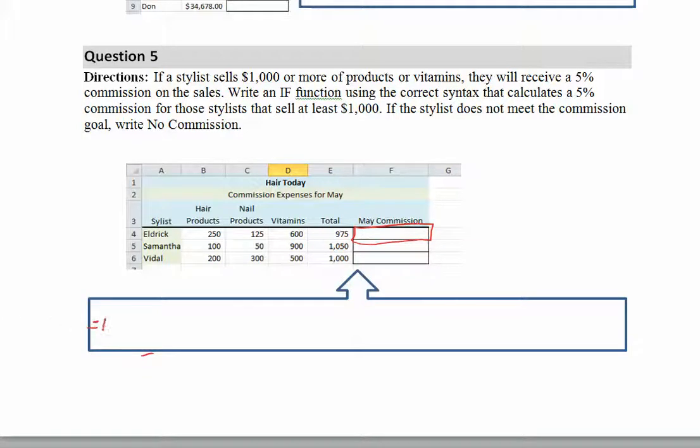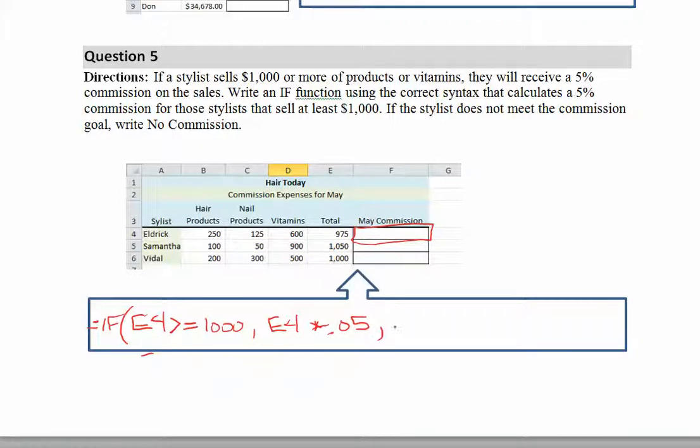Okay, so we start with our equal sign and our if and our open parenthesis, and we are going to be looking logically at the total sales that they've made. So E4 is E4, it says calculate if they sell at least $1,000. So greater than or equal to, because it looks like if you sell right on $1,000, it would work as well. So is E4 greater than or equal to 1,000? If it is, we want a 5% commission on their sales. So that would be E4 times 0.05.